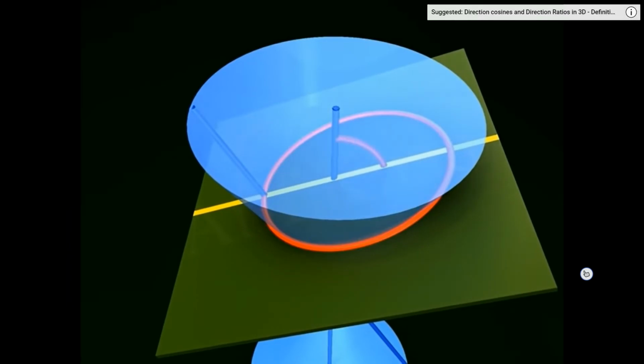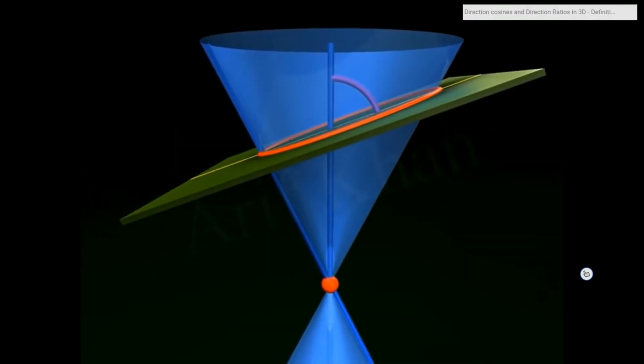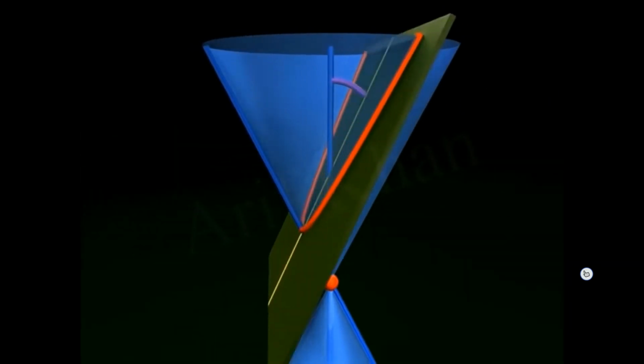Depending on the angle made by the plane with the vertical axis of the cone, the plane can cut the cone in three different ways.